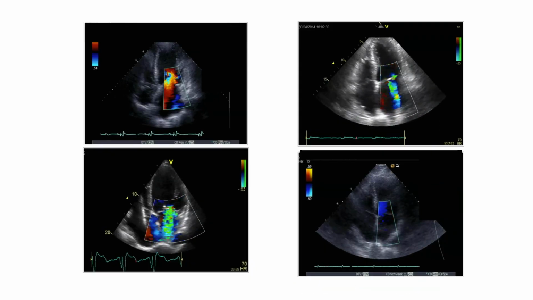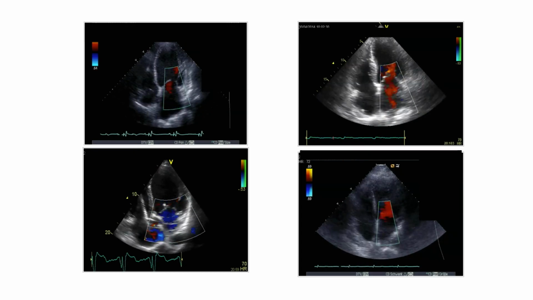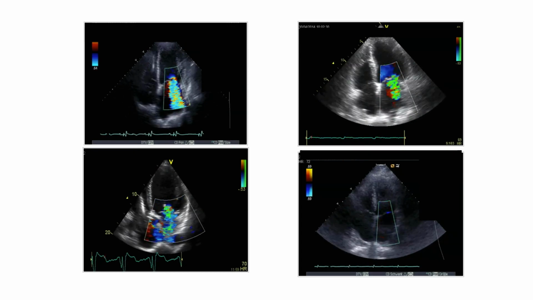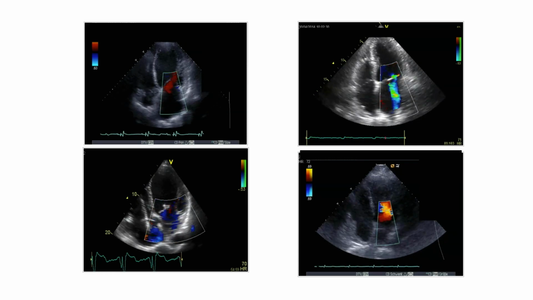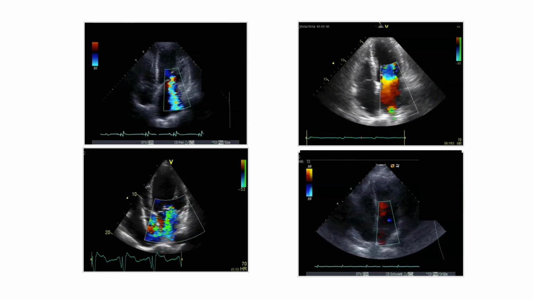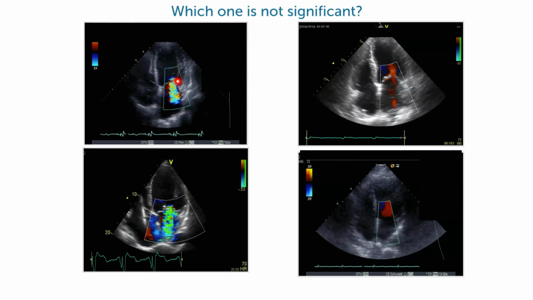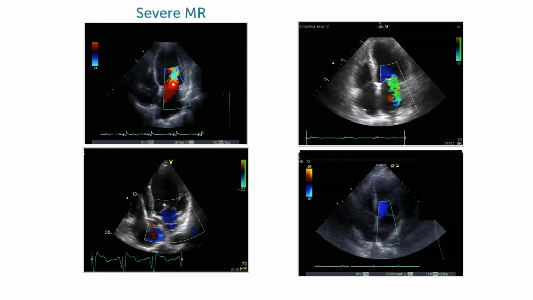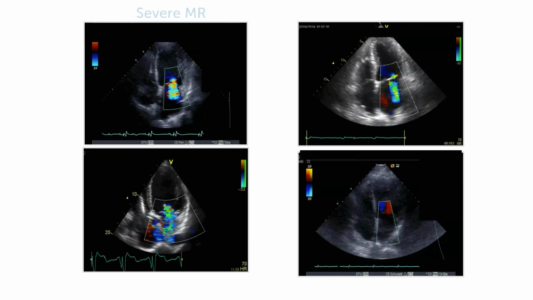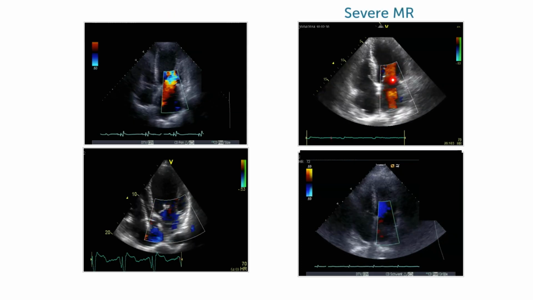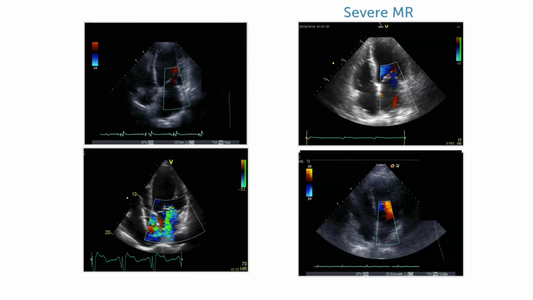And finally, here are 4 patients, and there is one patient which does not have significant mitral regurgitation, and I want you to find that patient. I think this is relatively easy. Broad jet, very large flow convergence zone. Also relatively broad. We can see that there is a flow convergence zone here.